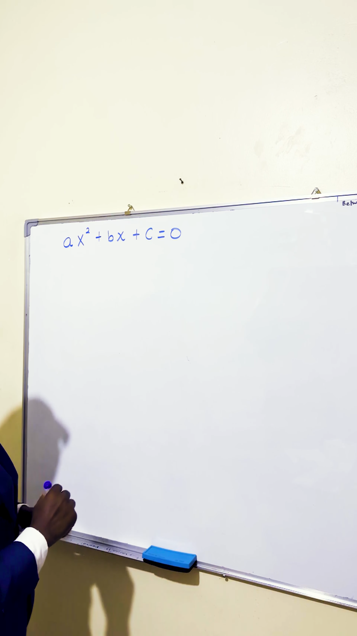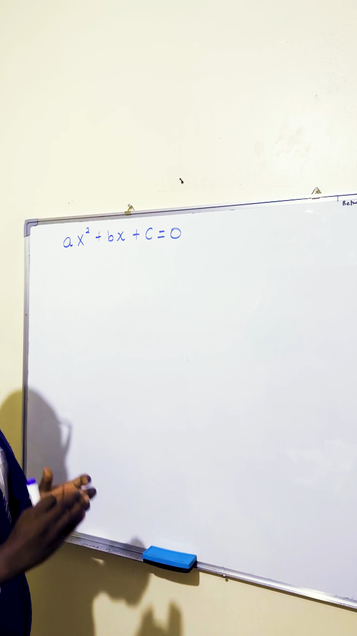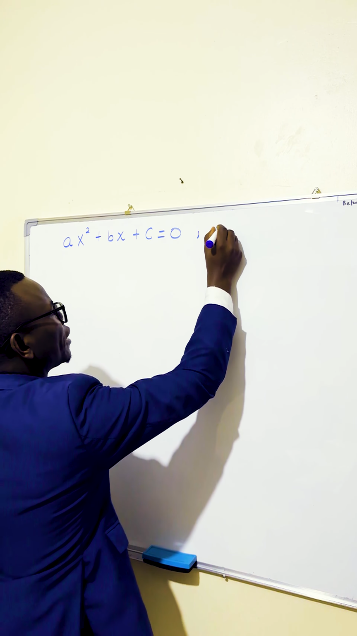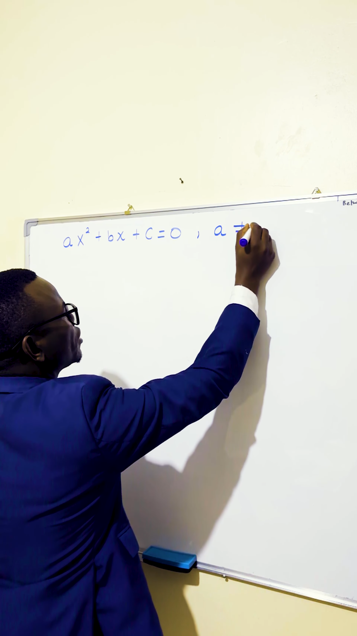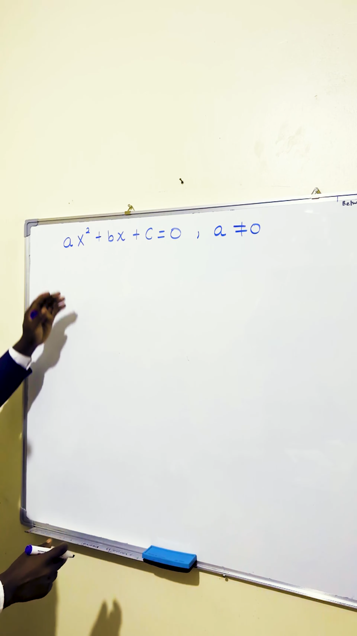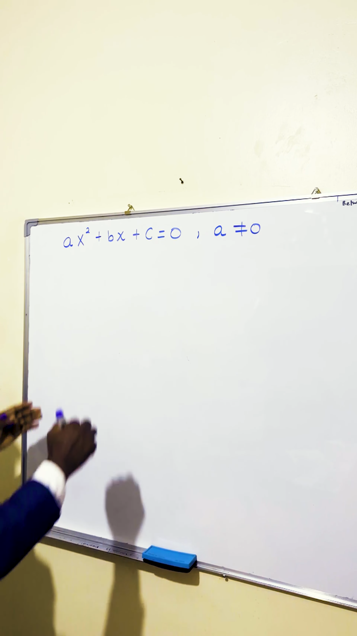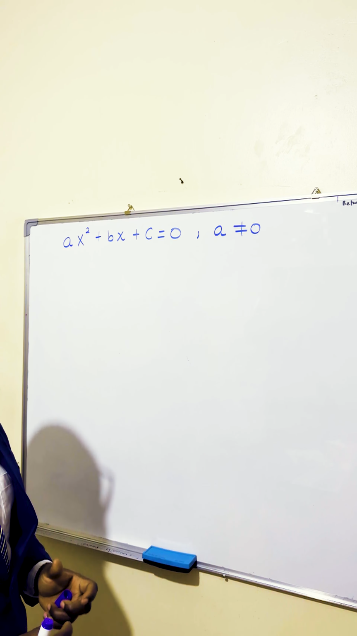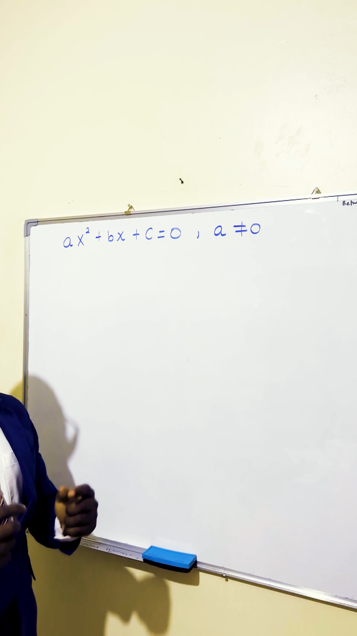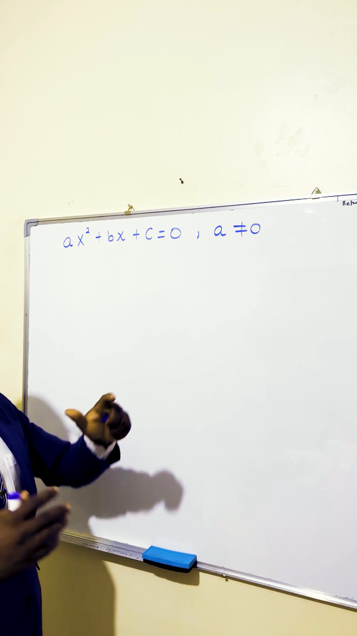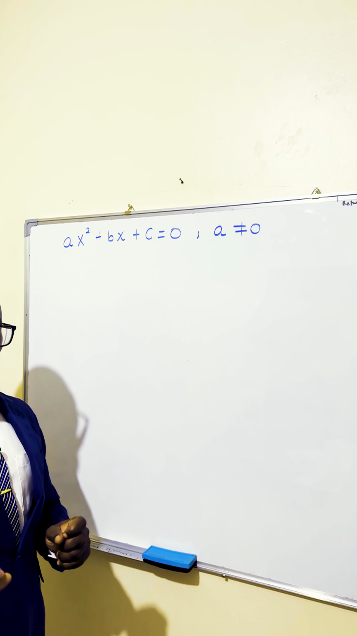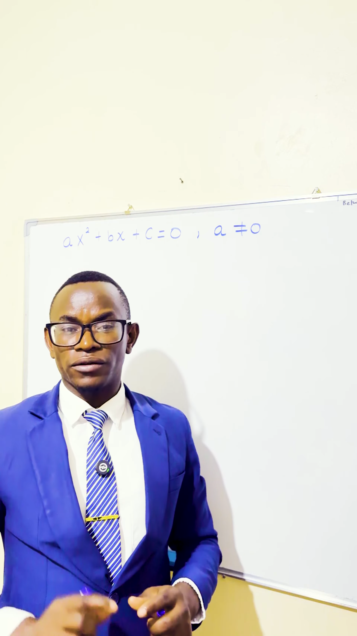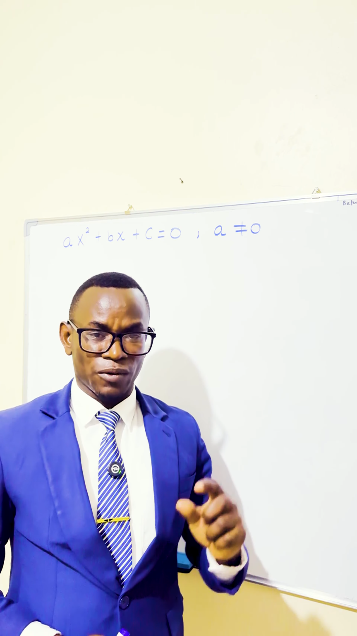Are we together? Now, for this equation to qualify to be a quadratic equation, we have to make sure that the value of a is not equal to 0. Because if the value of a is 0, then it means that we are going to get a 0 and we multiply with x squared, of which the result is a 0. And the highest power of x will now be a 1. Are we together? So today we are going to look at various methods of solving a quadratic equation.